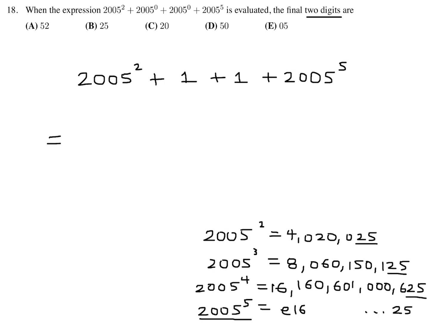All right? So if that is true, we can just look at the last two digits. 2005 to the power of 2, well, we know for a fact the entire number, but I'm just going to put the last two digits right there. Like that. 1 plus 1, obviously that's 2, and then 2005 to the power of 5, the last two digits, I'm confident that it's going to be 25. So if I add this up, this will be 25, 25, and 2, which is 52. And therefore, number 18, the answer is A.